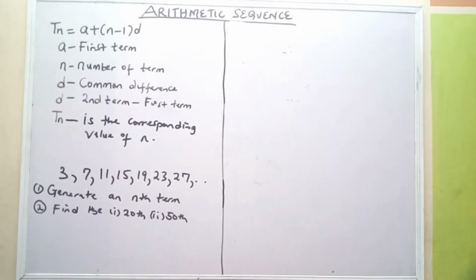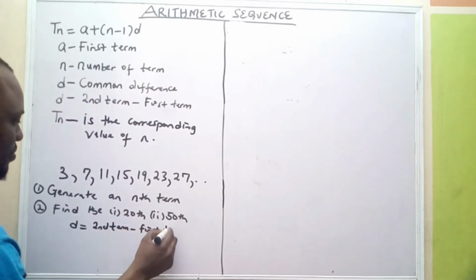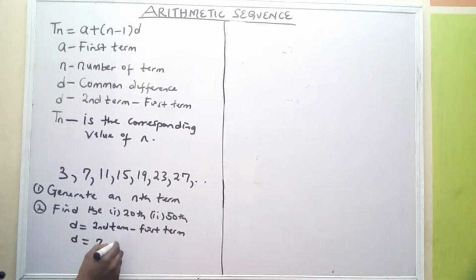In this class, we will also be looking at how to generate an n term for the sequence. Now, we want to see how to get a common difference. The common difference simply means the second term, like I said, minus the first term. What's the second term? The second term is 7 minus the first term, 3, so I have 4.